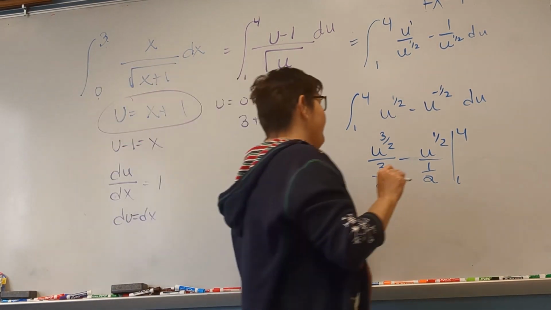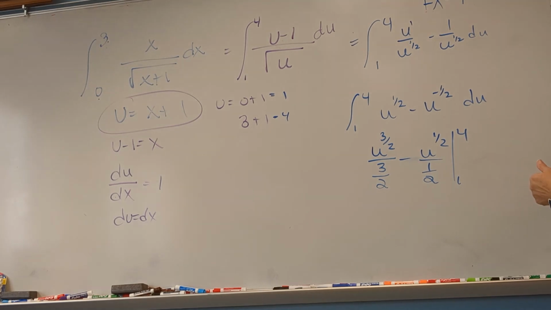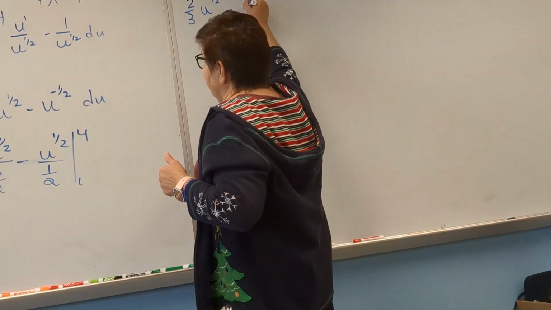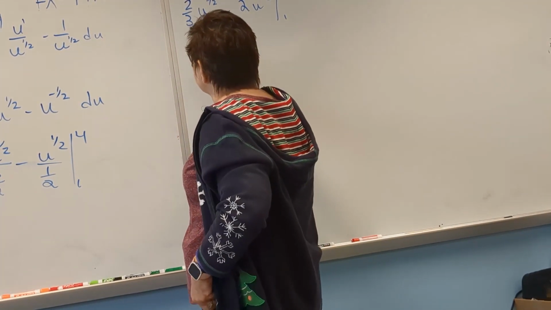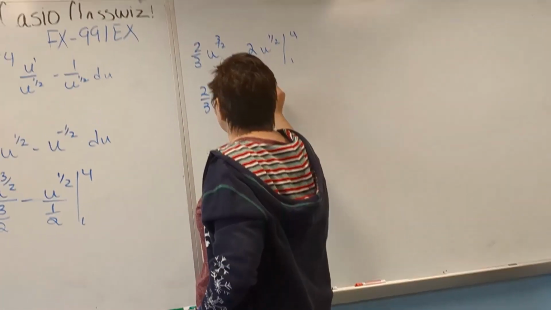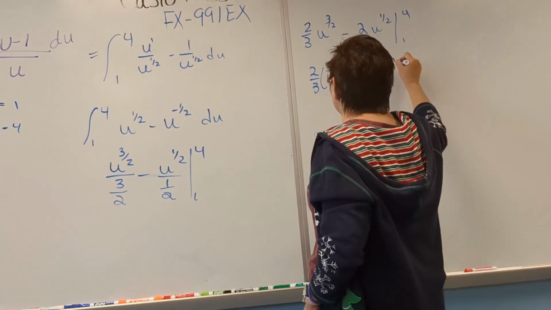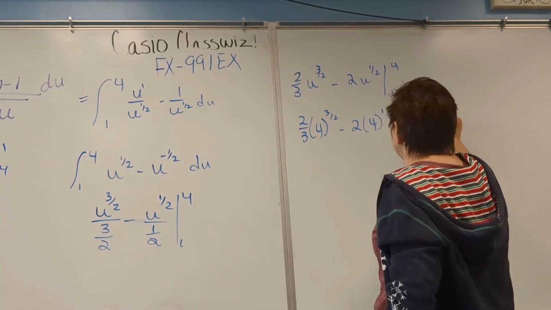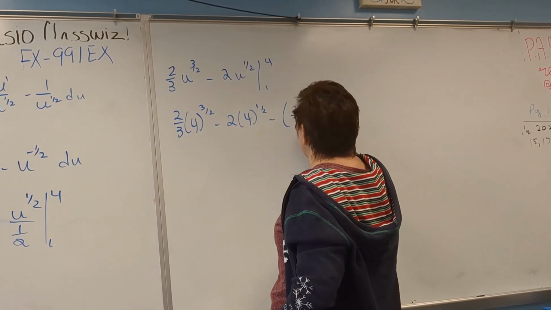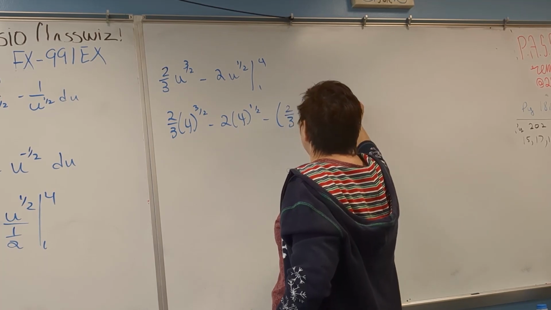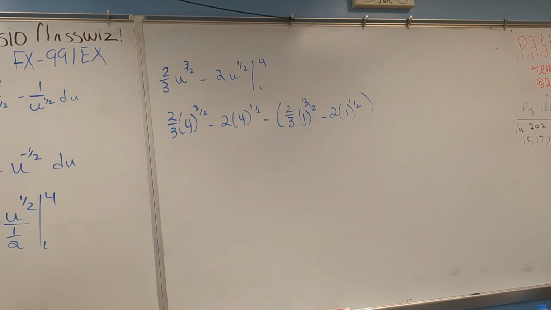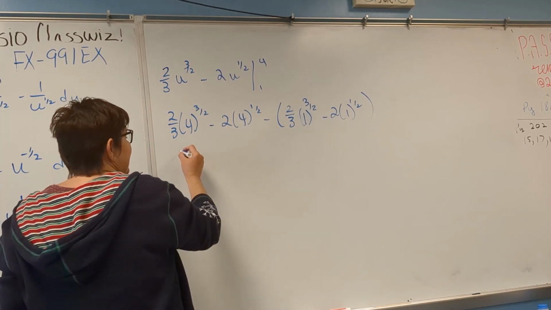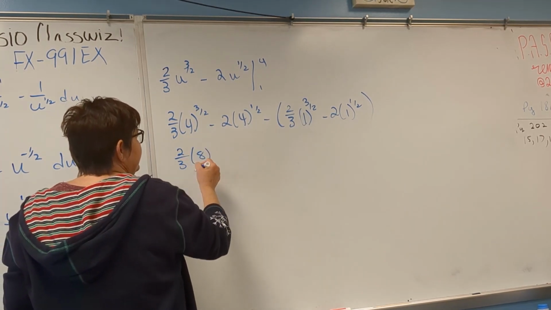So I'm going to plug in 4. And then I'm going to plug in 1. Go ahead. I thought I heard wait. Oh, I'm sorry. It wasn't a real wait. So 2, square root of 4 is 2, 2 to the third is 8. So go ahead, do I have, we're good?